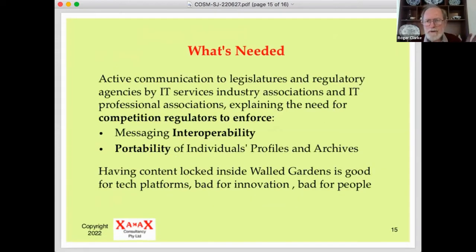So what do we need to do? What we've got to face up to is that we are only going to achieve regulatory engineering if it is lobbied for.